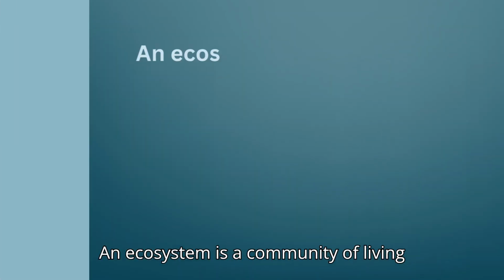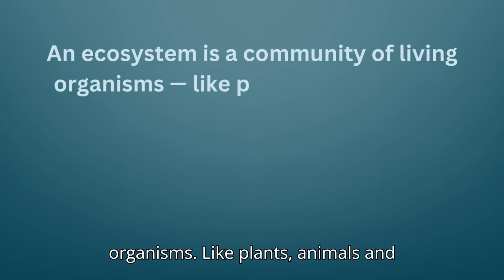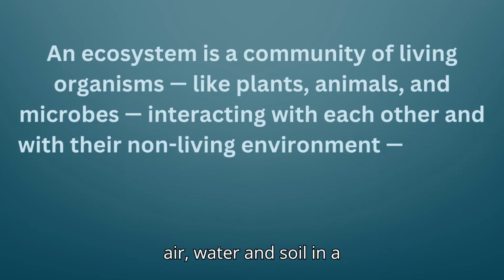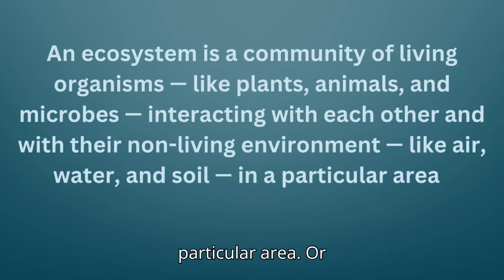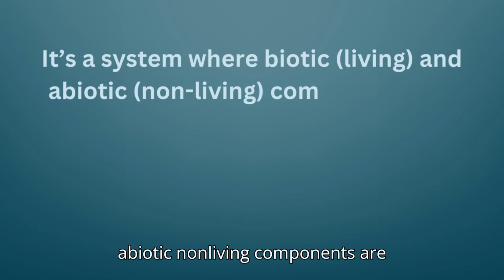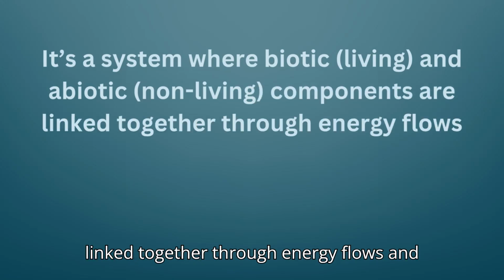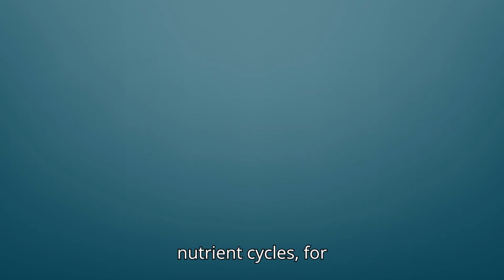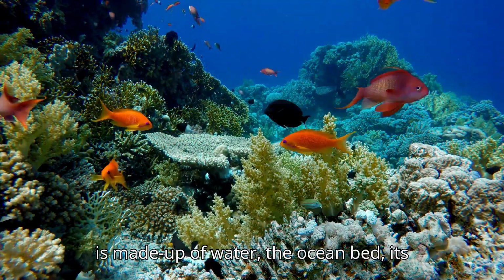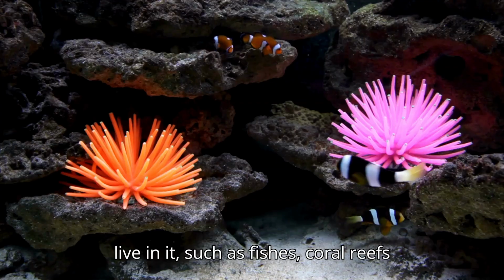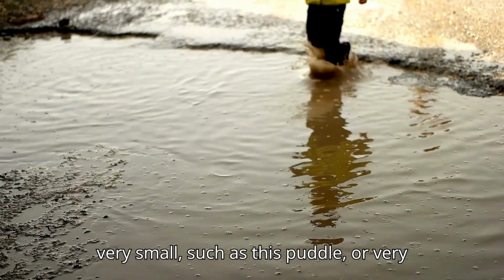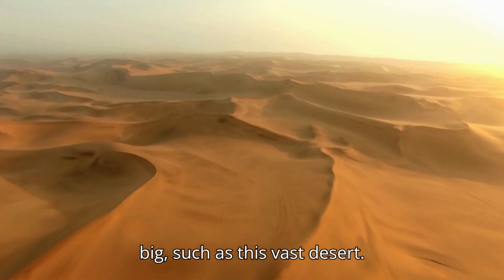An ecosystem is a community of living organisms, like plants, animals, and microbes, interacting with each other and with their non-living environment, like air, water, and soil, in a particular area. Or it's a system where biotic, living, and abiotic, non-living components are linked together through energy flows and nutrient cycles. For example, this ocean is an ecosystem and is made up of water, the ocean bed, its beach, and all the living creatures which live in it, such as fishes, coral reefs, or aquatic plants. An ecosystem can be very small, such as this puddle, or very big, such as this vast desert.